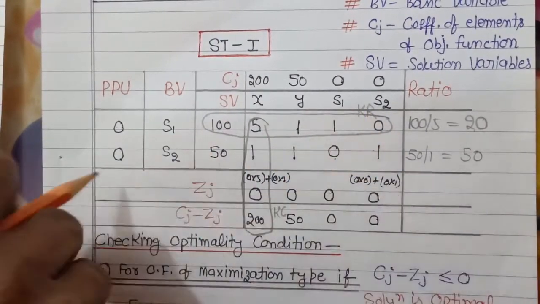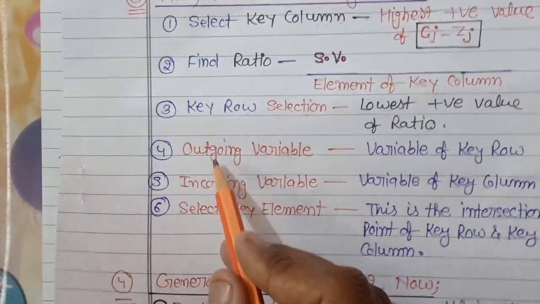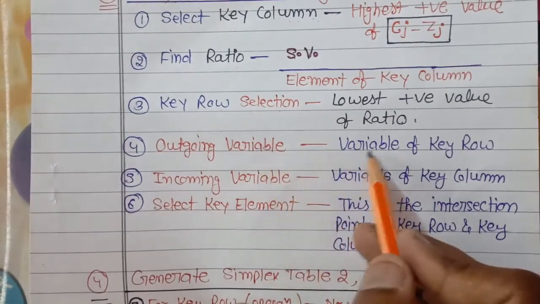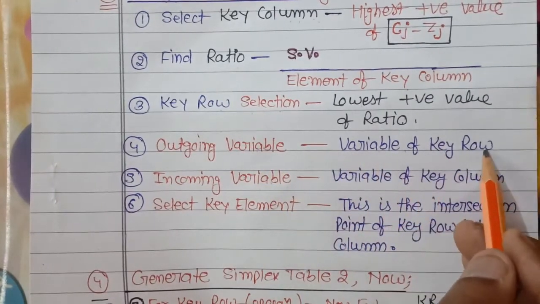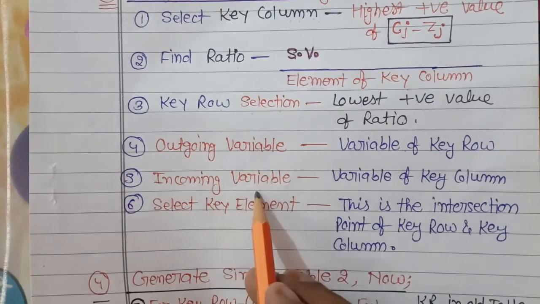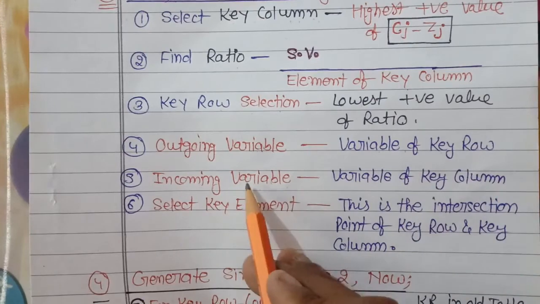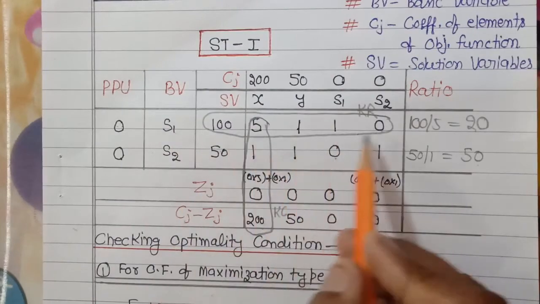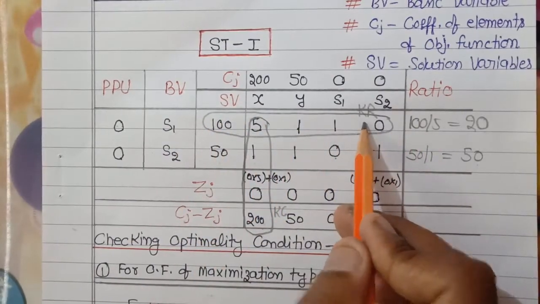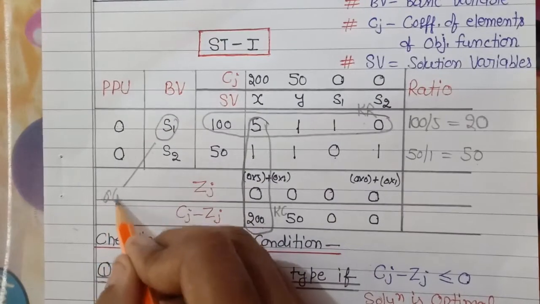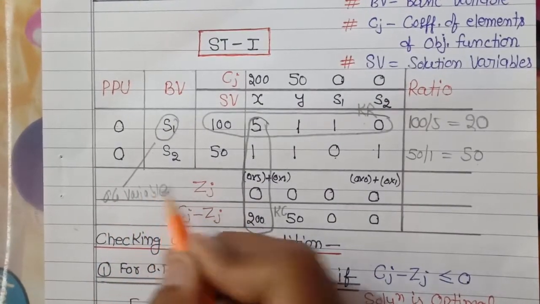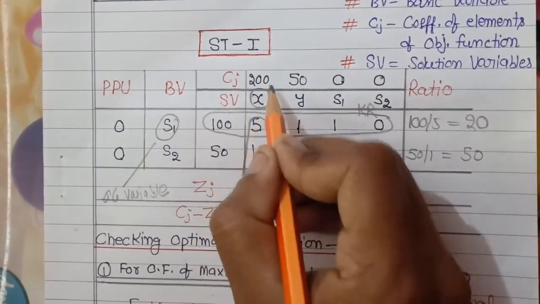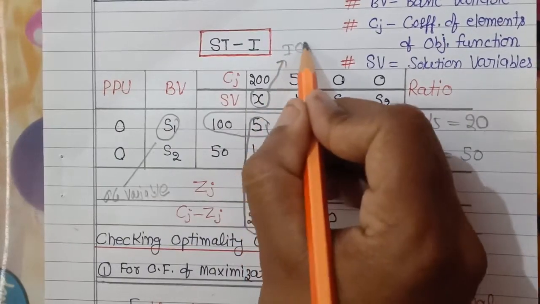Now after that we have to find the outgoing and the incoming variable. So how can we find the outgoing variable? The variable of the key row is called the outgoing variable, and the variable of the key column is the incoming variable. Here you will see that this S1 is the variable for this key row, so this will be the outgoing variable. Now if you see the column, this X is the variable of the key column, so this X will now be the incoming variable.